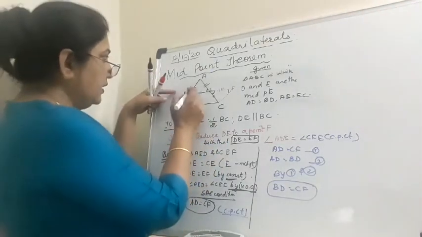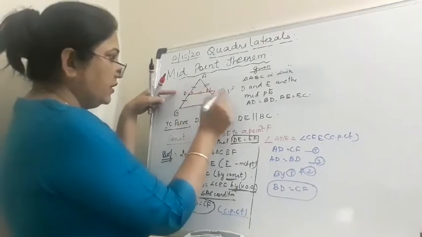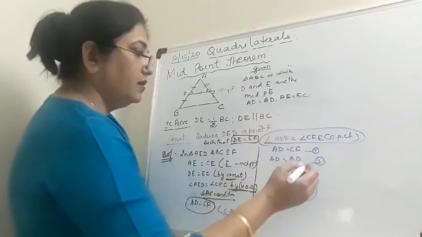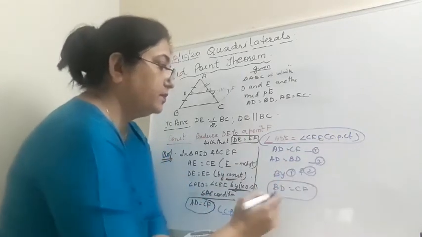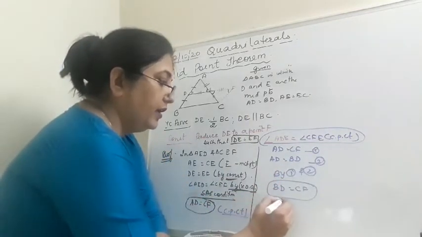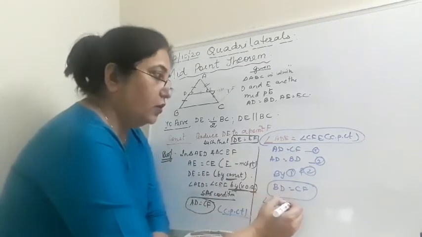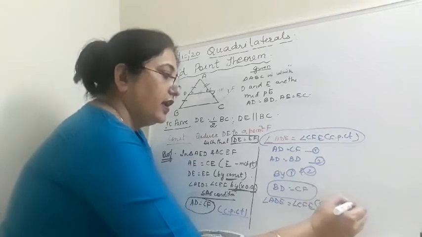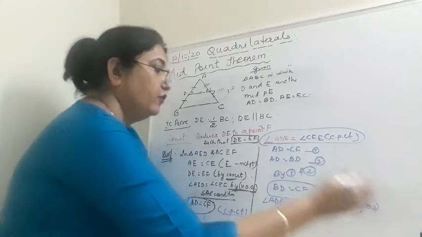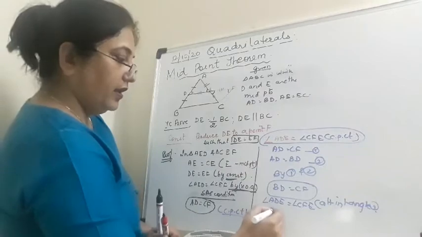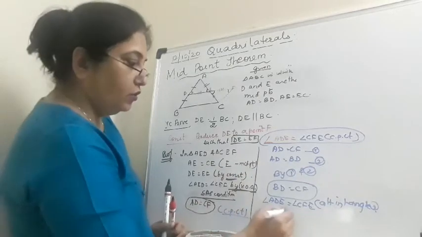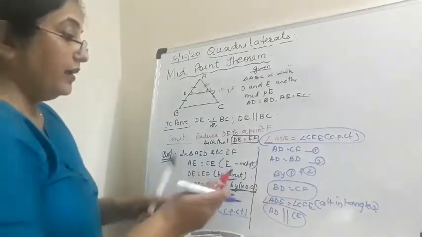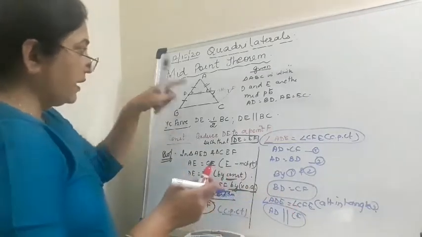You know that these two angles are equal and they are alternate interior angles. So here these two angles are what type of angles? We can write angle ADE is equal to angle CFE. Alternate interior angles are equal. Therefore AD is parallel to CF. Now we don't want AD parallel to CF, we want BD parallel to CF.